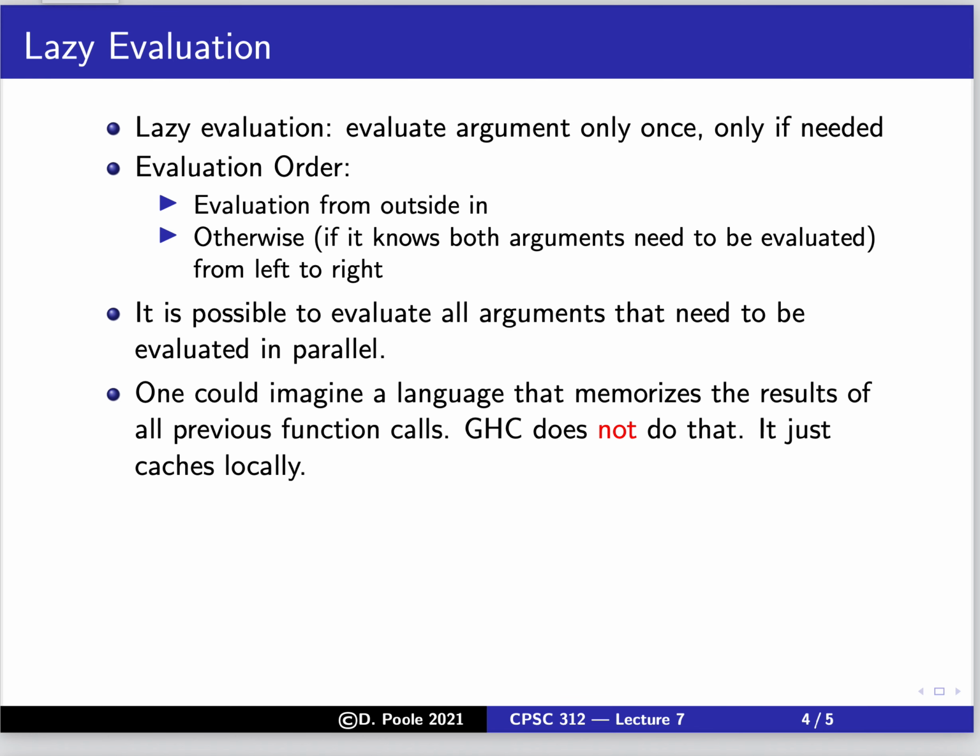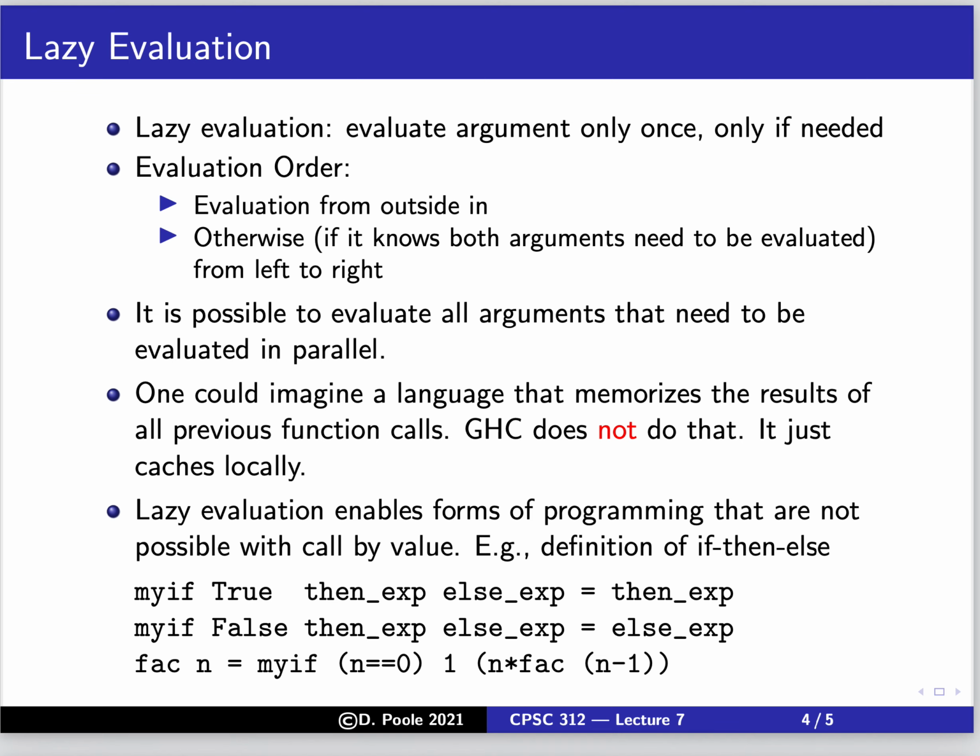But lazy evaluation enables a form of programming that's not possible with call by value. Here's the definition of if then else that we saw before. My if, when the condition is true, given the 2 arguments, the then expression and the else expression, returns the then expression. And when it's false, it takes the then expression and the else expression and just evaluates the else expression. We can define factorial of n, saying my if n is equal to 0, we return 1. Otherwise, we do this recursive definition.